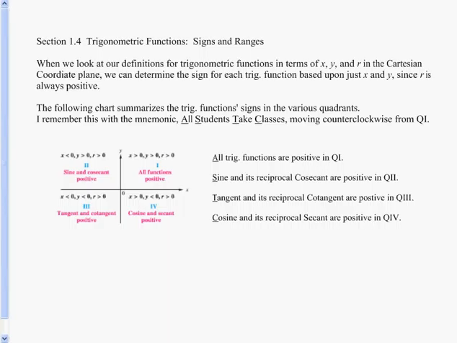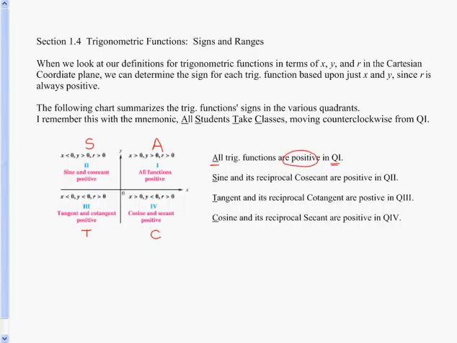I'm going to use the following chart to summarize the trig functions' signs in the various quadrants. I'm going to use the mnemonic "all students take classes," moving counterclockwise from quadrant 1. So I would normally just write an A in quadrant 1. So, all students take classes. And this helps me to remember that all the trig functions are positive in quadrant 1.